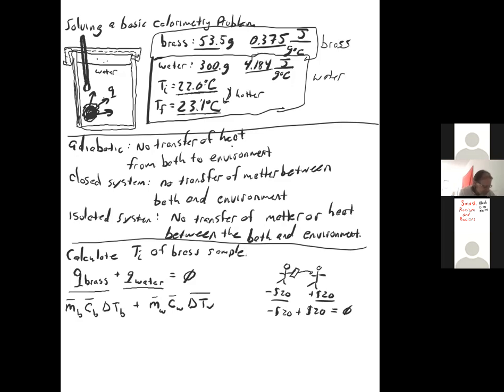So this is equal to 0, right? So this plus this equals 0. So here's what I'm going to do. We want to know delta T of the brass. So we just want to know that. So how do we deal with that?